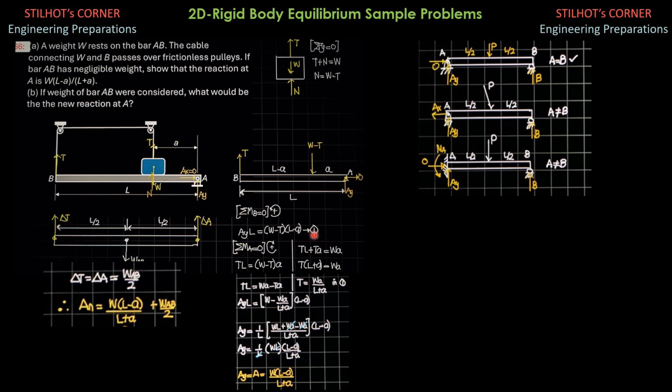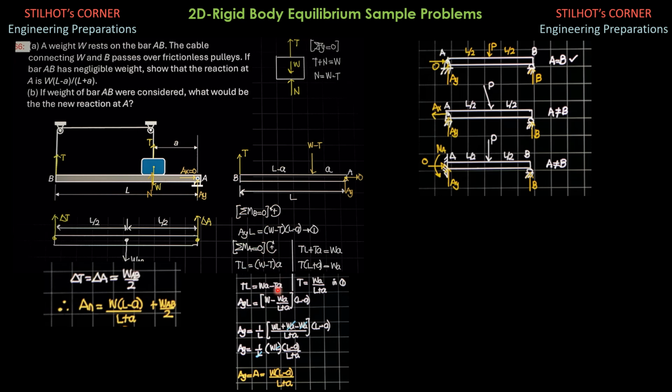Call that equation 1. Then we sum up moments about A to derive an expression for T. Or you can sum up moments here if you want, but let's just select A as our moment center. This time clockwise positive. So we have T times L equals quantity W minus T times A. So simplifying this, we have TL equals WA minus TA.